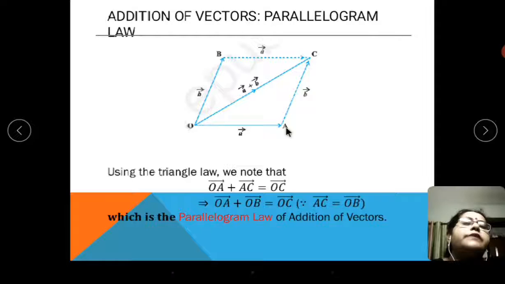If we see that AC is equal to OB, then we can also say that OA plus OB is equal to OC. That means the sum of the two sides OA and OB is nothing but the diagonal of this parallelogram. So this is your parallelogram law of addition of vectors. That means if we have two co-initial vectors, we just draw a parallelogram with these adjacent sides, then the diagonal gives the sum of the two vectors.